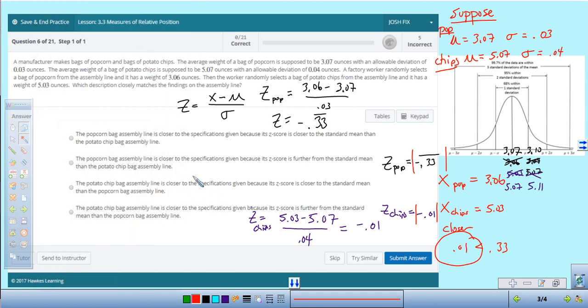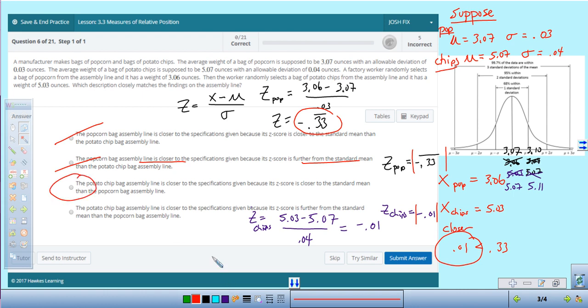So let's read these and see. The popcorn bag assembly line is closer to the specifications given because its z-score is closer to the standard score. No, that's not true. The popcorn is further away because the popcorn is 0.33, so that one's out. The popcorn bag assembly line is closer to the specification given because its z-score is further. No, that's the opposite. If you're closer and then further, those are opposites. You can't be close and far away at the same time. The potato chip bag assembly line is closer to the specifications given in its z-score and is closer to the standard mean. That's our guy right there.